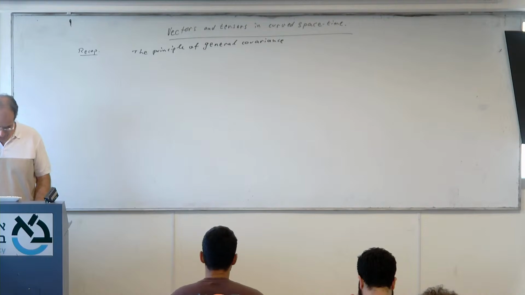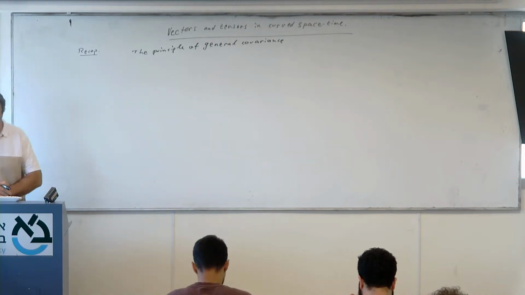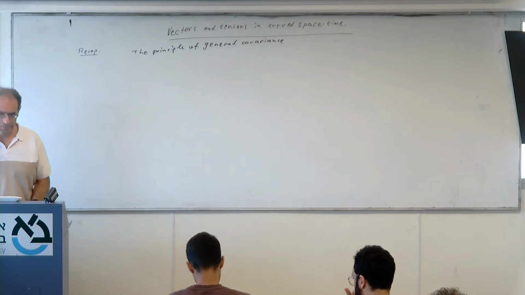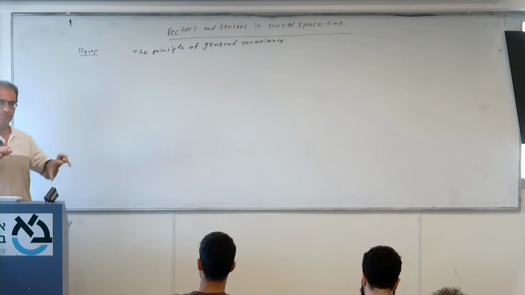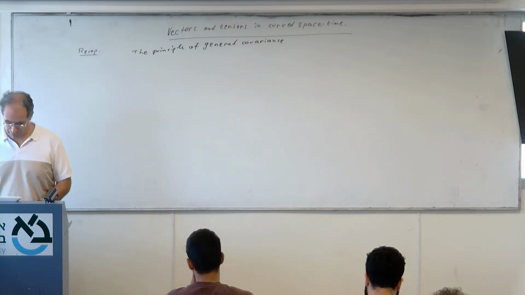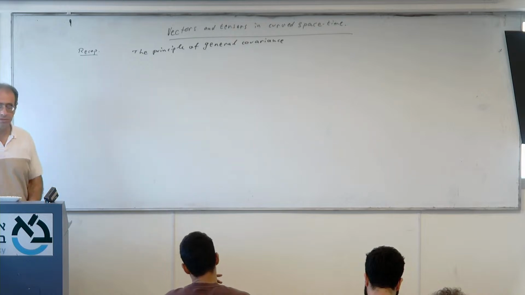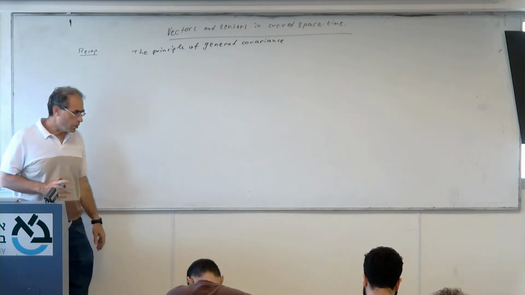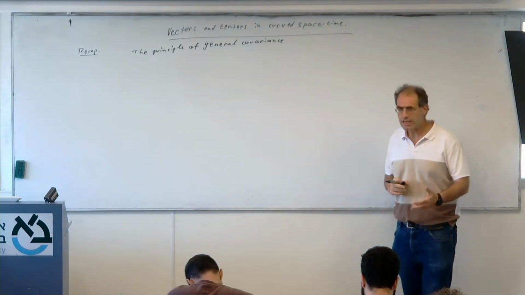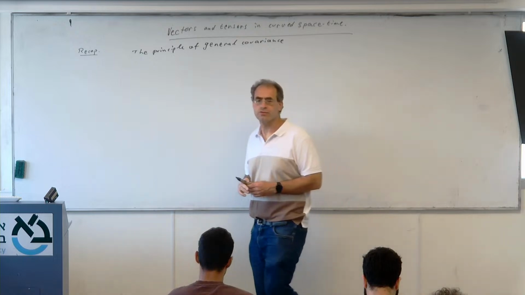Which essentially stated that if we have an equation that describes the law of physics in a flat space-time, which we know is correct, and if this equation preserves its form, it looks the same in any other frame, then we know it's correct in the general frame. This is called the general covariance. And this is the real reason why we are so enthusiastic about working with vectors and tensors.